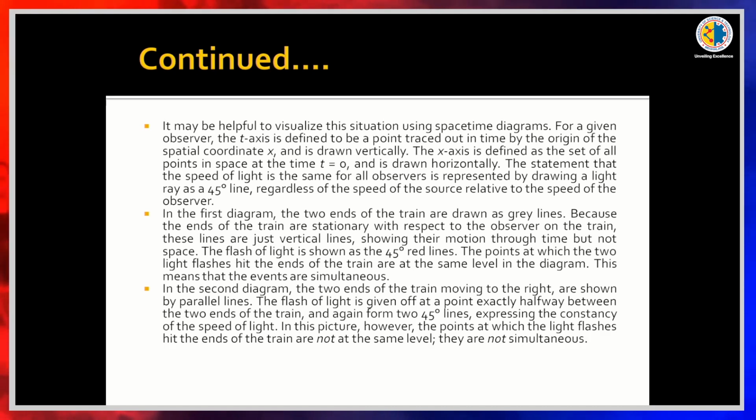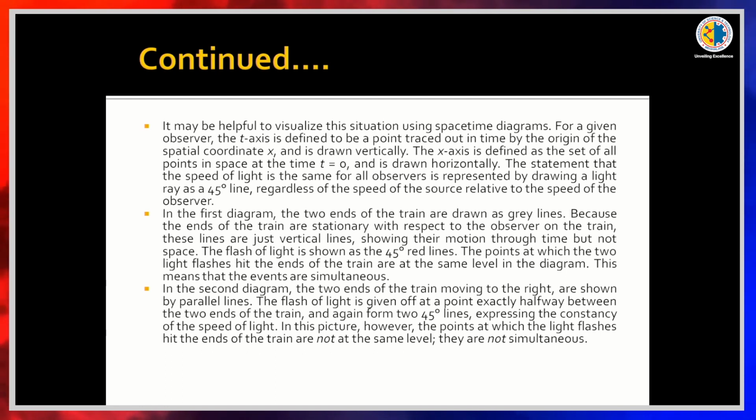According to this, when the experiment happens, three situations occur here: time t equal to 0, t equal to 1, and then t equal to 2. In the first diagram, the two ends of the train are drawn as grey lines because the ends of the train are stationary with respect to the observer on the train. These lines are just vertical lines showing their motion through time but not space. The flash of light is shown as the 45-degree red lines. The points at which the two light flashes hit the ends of the train are at the same level in the diagram. This means that the events are simultaneous.